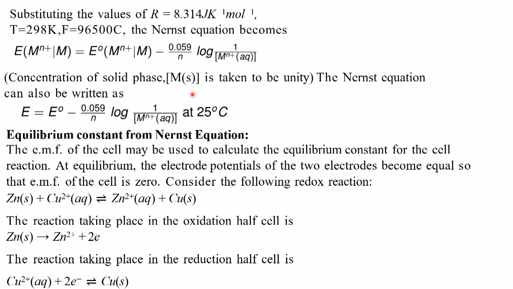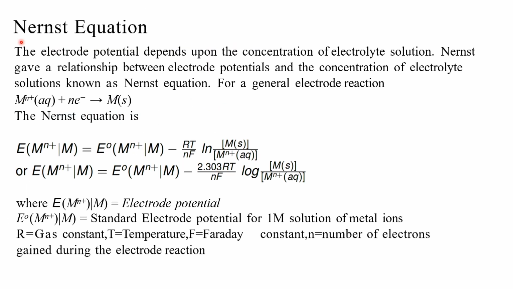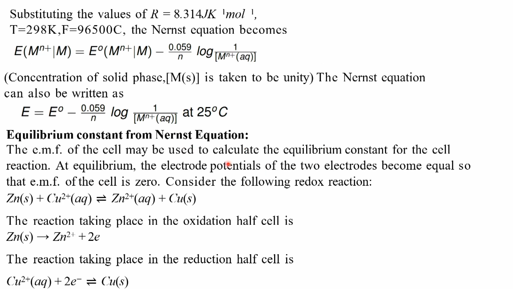Because the actual equation is this one, we are considering R as 8.314 and putting temperature 298 K, and the Faraday constant is 96,500. So this 0.059 value we get when the temperature is 298 K.